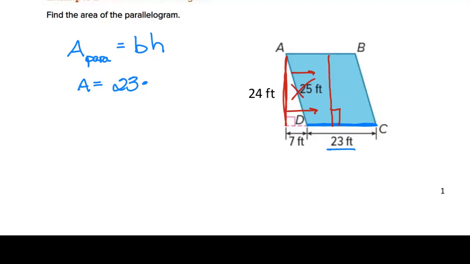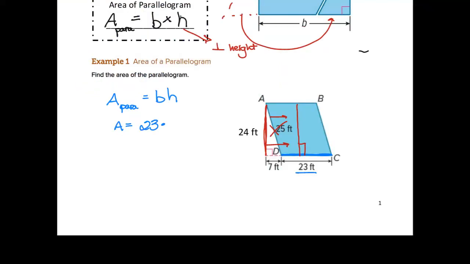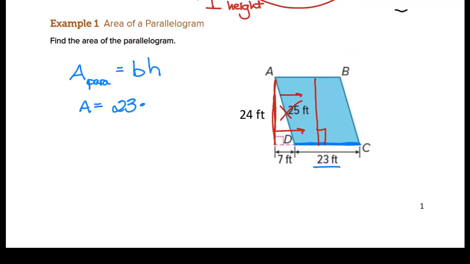So don't just put the numbers that are there. You have to find the straight up and down height. This is what I was talking about. We don't want slant height, okay? We want the straight up and down perpendicular height. So 23 times 24. You guys have the calculators. What is 23 times 24?